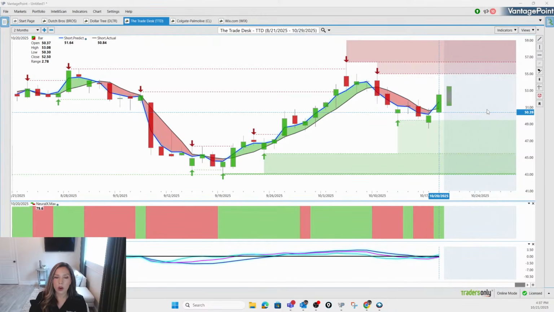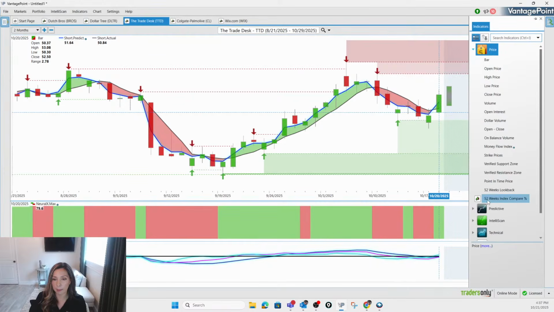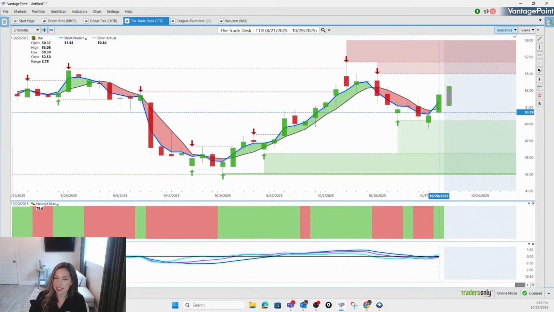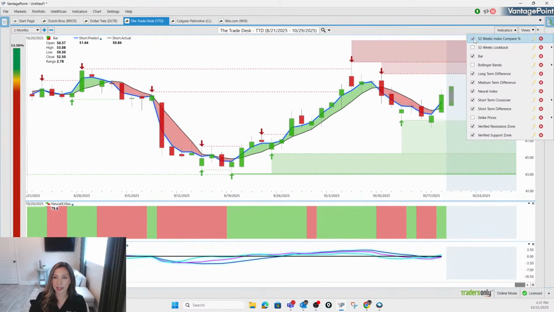Now, if you want to see where an asset is valued, we could even come in and take a look at what we would call the 52-week index compare. I don't know, is anybody familiar with an index compare? It is exactly how it sounds, all right? It's going to compare the current asset, in this case the trade desk, to other like assets. It's going to tell you where it's at currently as compared to the major indices. Now, VantagePoint's index compare is going to rate that against the Dow, the NASDAQ, the Russell, and the SPY. All right, so the 4 major indices.